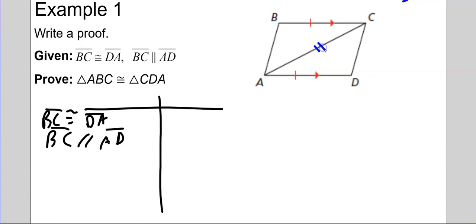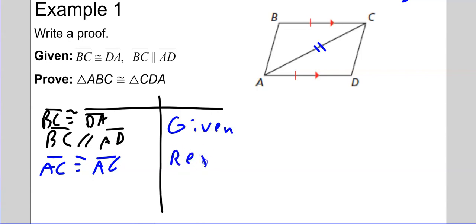Now, there's also a very important thing here. This line right here, if you remember, AC is congruent to itself by the reflexive property. Remember, if you look in the mirror, you see your reflection. You are you. So AC is equal to itself. That's a very important thing to have here. So I'm going to say AC is congruent to itself. Now, these two are given, and this is the reflexive property.